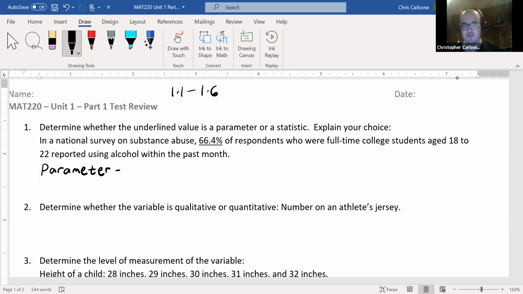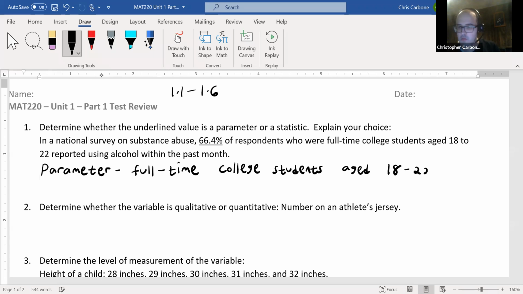Since it is a national survey, they did not attempt to identify any specific grouping of this, just that these students were full-time college students aged 18 to 22. And specifically those full-time college students aged 18 to 22 is the population.